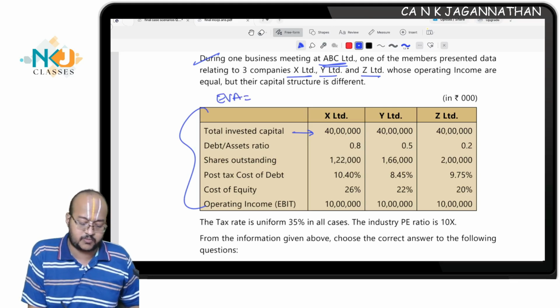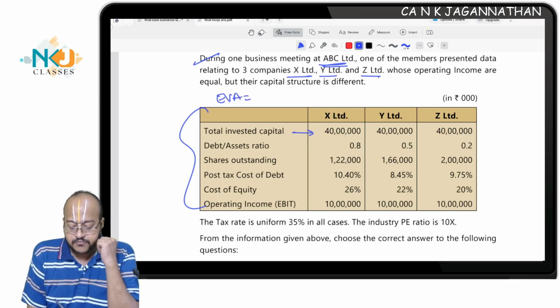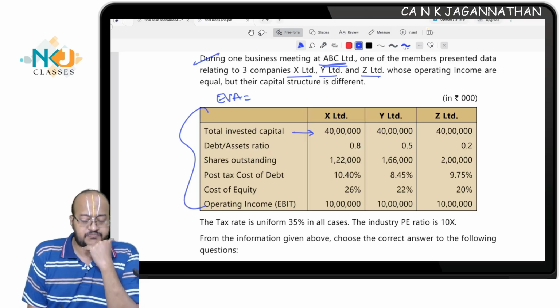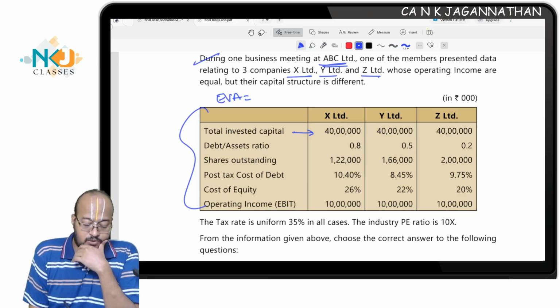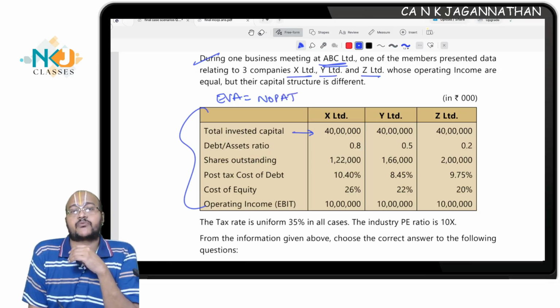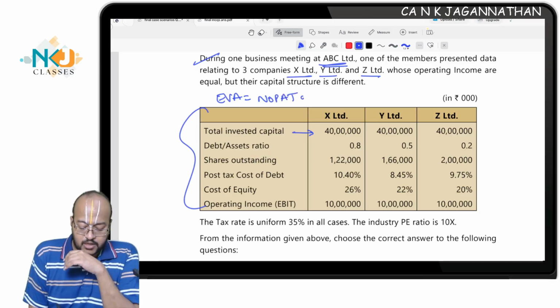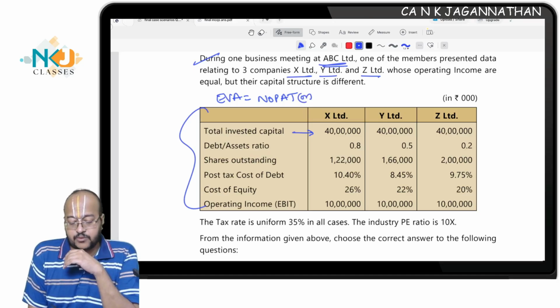EVA is equal to, you need to remember, the net profit after tax, EBIT into 1 minus T. You can also compare. This is nothing but NOPAT, net operating profit after tax, or simply this NOPAT can be found out in 2 ways. I've explained.